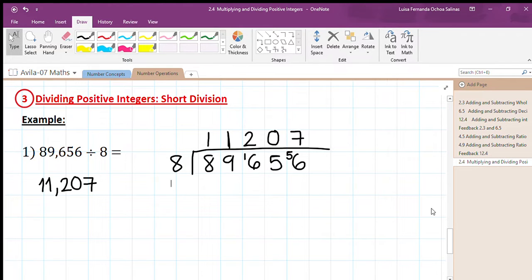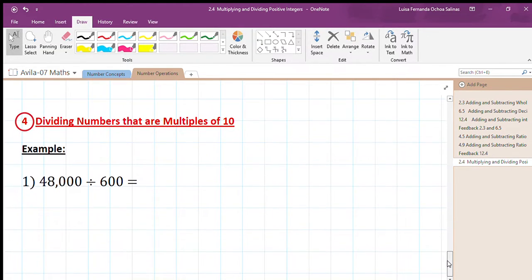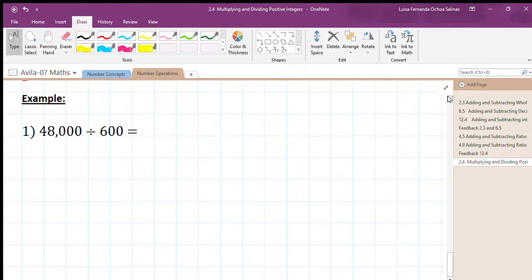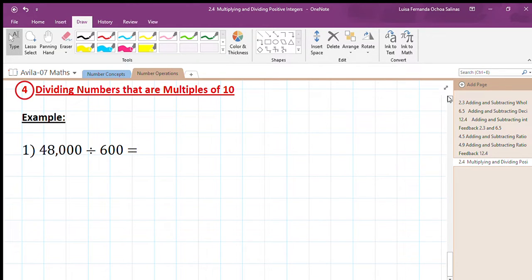Now, if we're going to be asked to divide numbers that are multiples of 10, let's say that I'm being asked to do this division, which is 48,000 divided by 600. As I just said, we only use short division usually when I have to divide by numbers from 1 to 10. So this one clearly goes out the window, but there is a way that we can work this out. Remember when we were working with fractions, I said that fractions are another way of writing division. So if we take that into account, we say this is 48,000 divided by 600.